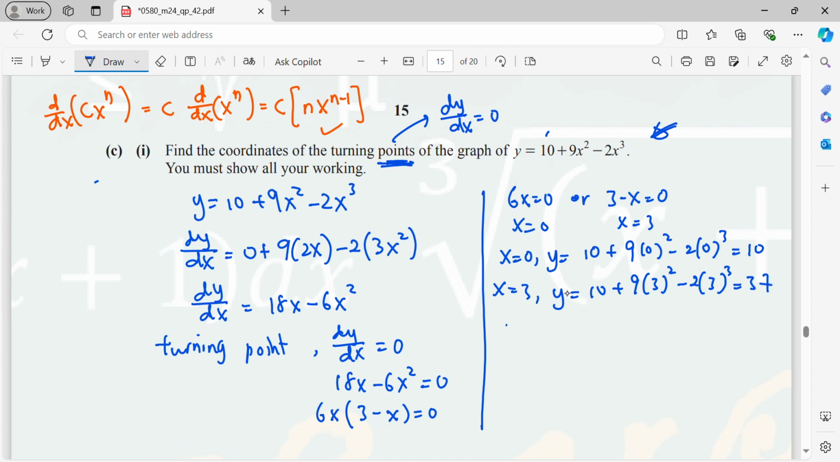So now I'm getting 2 points: (0, 10) and (3, 37). These two are the turning points.